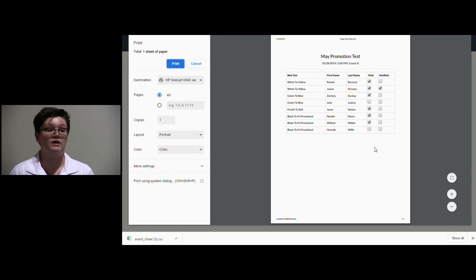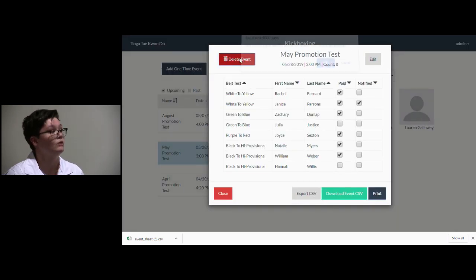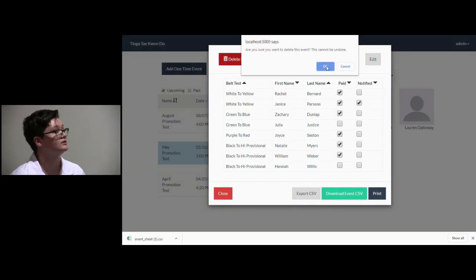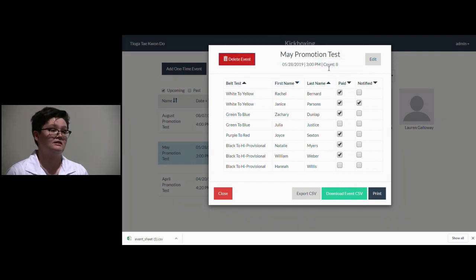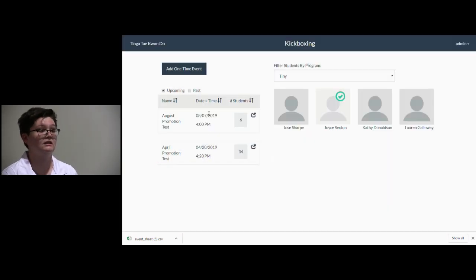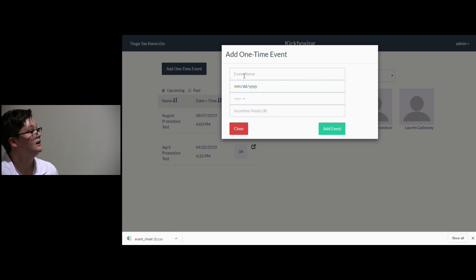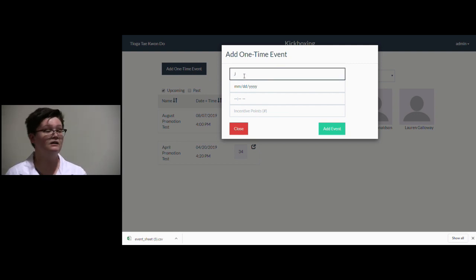So this is a page that the administrator would print off and hang up maybe in the office so that any of the instructors that are wondering what students are going to be at their promotion test will be able to look at that really quickly and easily see which students they're expecting to see and which belts they're going to be testing for. This is showing the adding a new event.